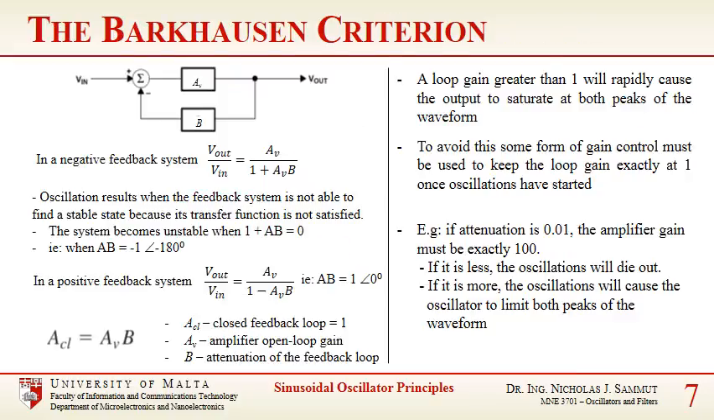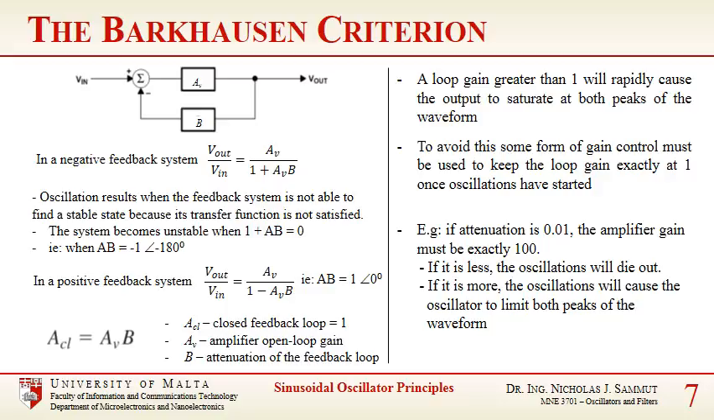Now let's look closer at the Barkhausen criteria. Over here we've got a diagram showing this principle using negative feedback, where Vout/Vin is equal to the gain A over 1 plus the gain multiplied by the attenuation B of the feedback circuit. Therefore, the oscillation results when the feedback system is not able to find a stable state because its transfer function is not satisfied. And the system becomes unstable when 1 plus AB is equal to 0. So when AB equals minus 1 and the angle is minus 180.